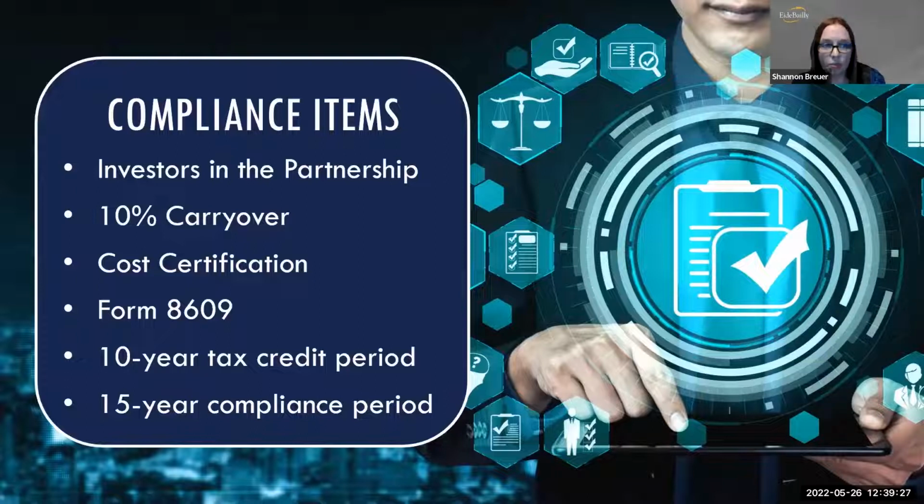Once a project receives an award of credits from the state, various compliance items must be completed. So for 9% deals, a 10% carryover must be prepared by an independent public accounting firm, and then that has to be submitted to the state by the appropriate deadline. Upon completion of the project, like once the buildings are completely done, then an independent public accounting firm must prepare what's called a cost certification, which calculates the amount of the credit. This is then sent to the state, who then issues the form 8609. The 8609 is the form that is required in order to claim the tax credit.